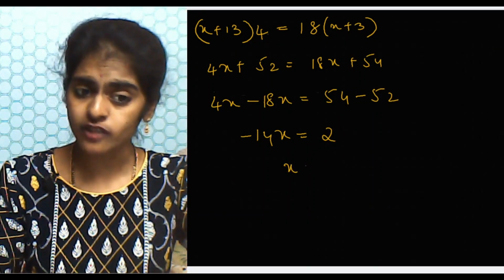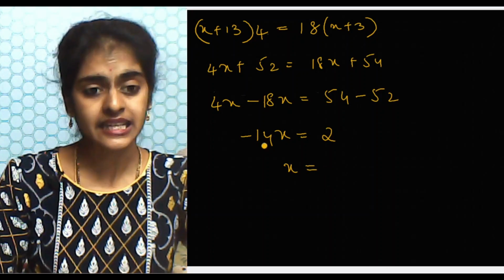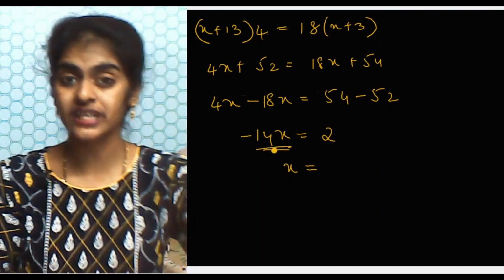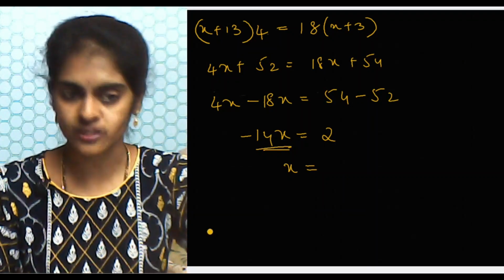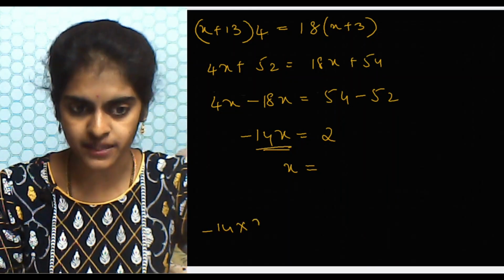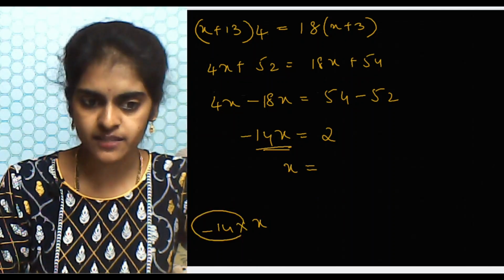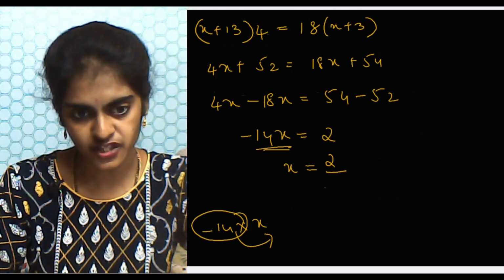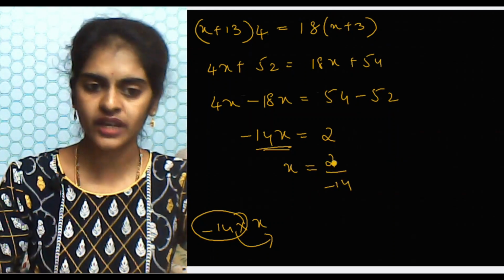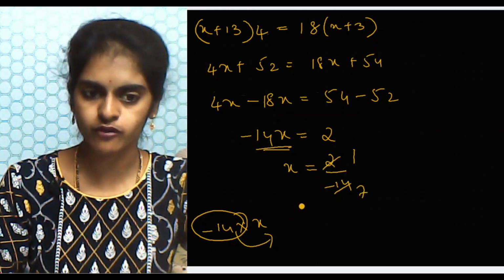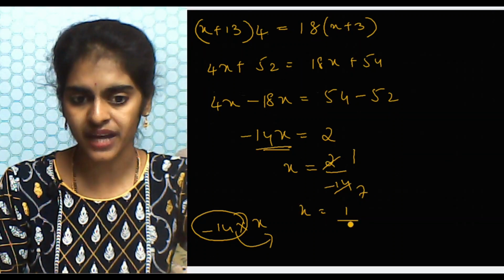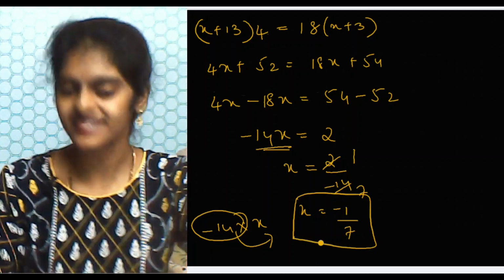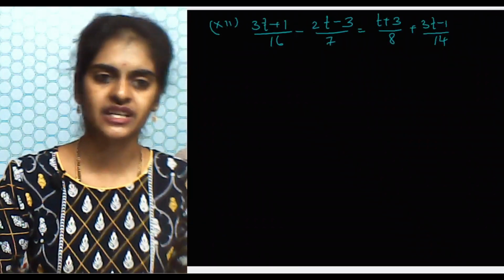Now I want the value of x, so how will I get x? Here this minus 14 is in multiplication with x. It is like this, minus 14 multiplied by x. So sending this minus 14 to RHS, transposing it to RHS, it becomes division. 2 ones are 2, 7 twos are 14. So x is 1 by 7, and you have a minus sign, so it is minus 1 by 7. Clear? Let us move on to the next one.